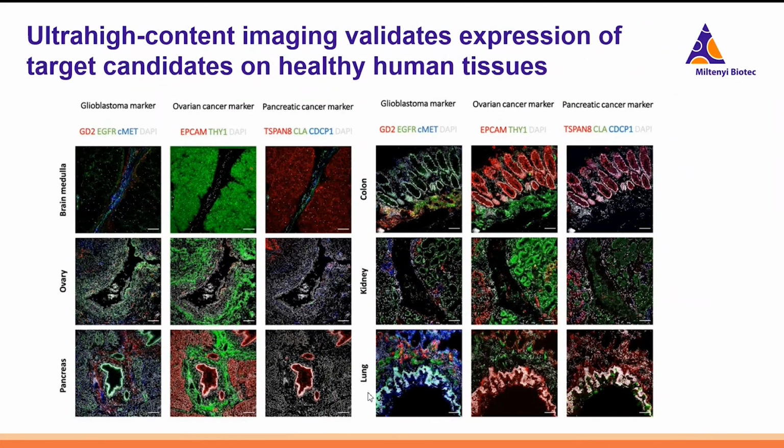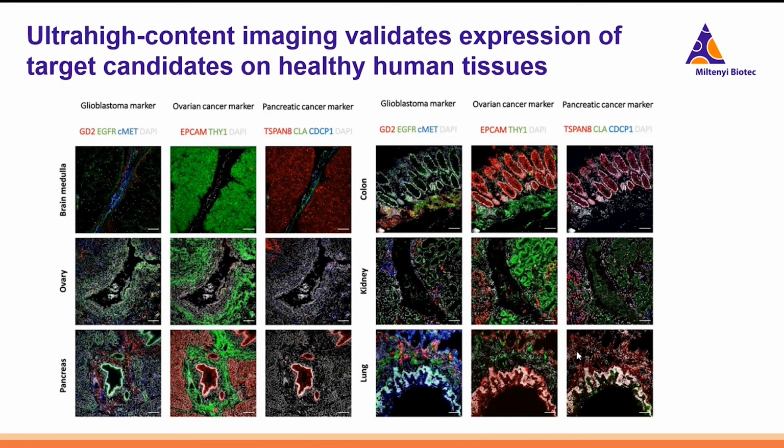Next, they assessed the expression of target candidates in healthy human tissues to make sure that the selected candidates do not cause toxicity on healthy tissue when used as CAR T cell therapy. Here, they observed the expression of the glioblastoma selected marker GD2 in the brain, here in the brain medulla. They also observed it in the cerebellum, which is not shown here, and a weak expression of this marker in healthy lung, pancreas, and ovary.